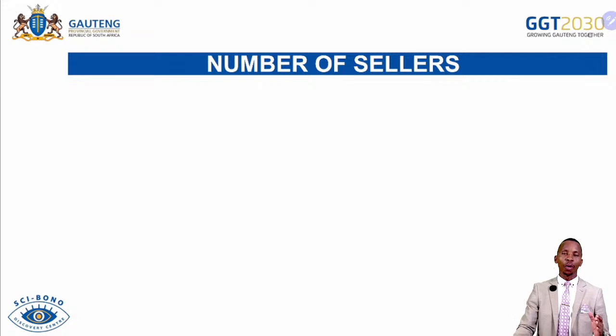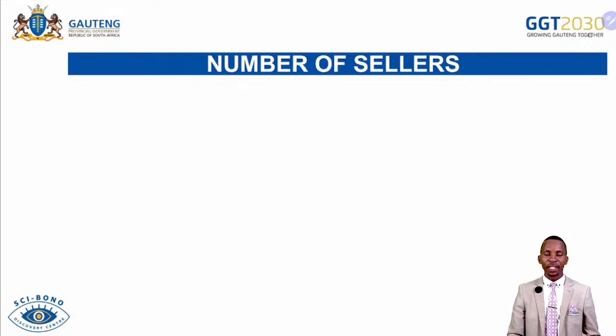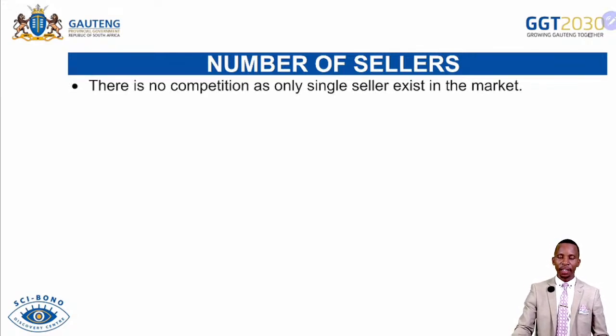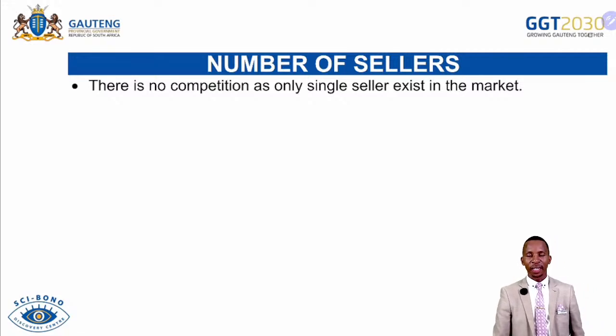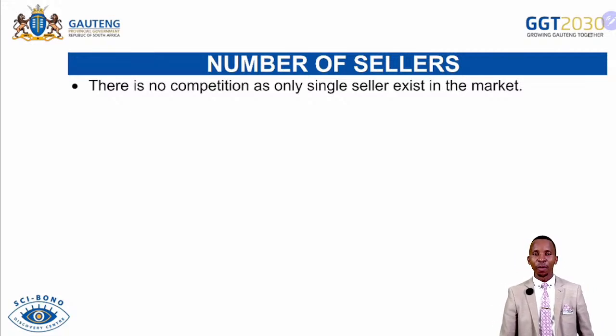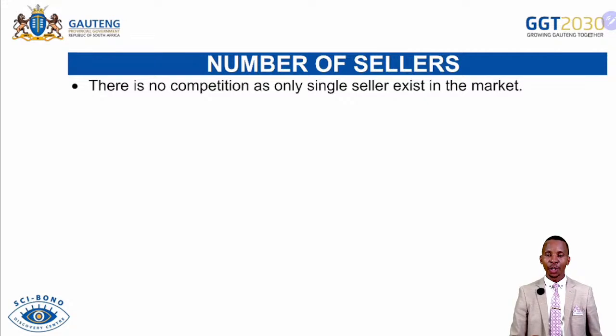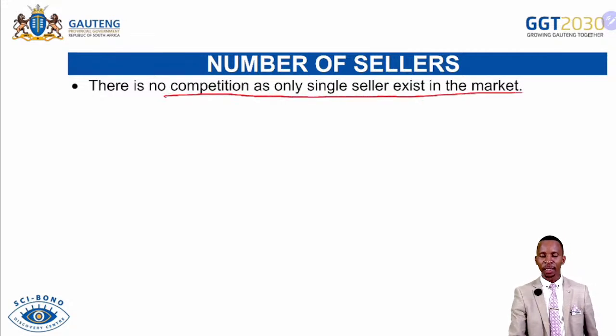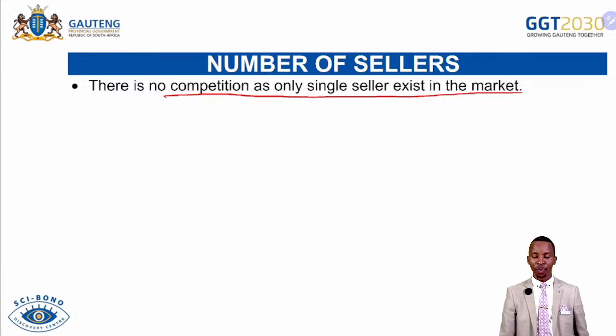Under monopoly, how many sellers do we have? Under monopoly, there is one seller. Like we said before, there is only one supplier of a unique product. So there is only one seller, meaning there is no competition. Only one seller exists to supply the entire market with a particular product.